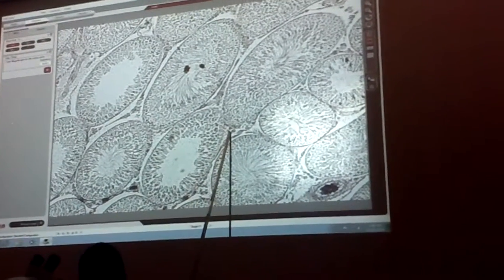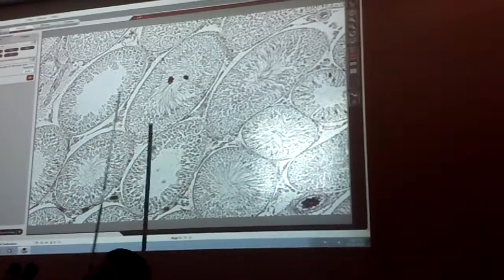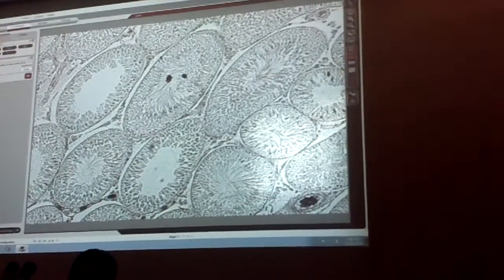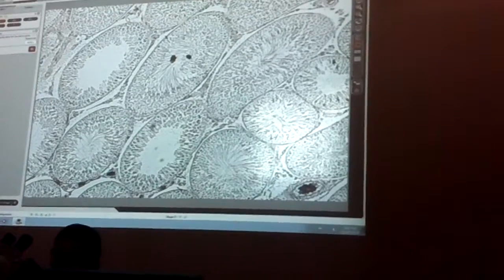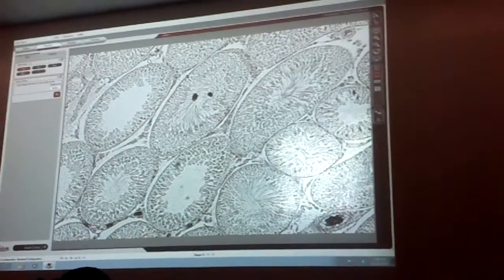If it's pointed in between, that's what you choose. If it's pointed on one of these, you choose seminiferous tubules. If it's pointed toward the outside boundary, you choose the tunica albuginea. And this whole thing is the testis.